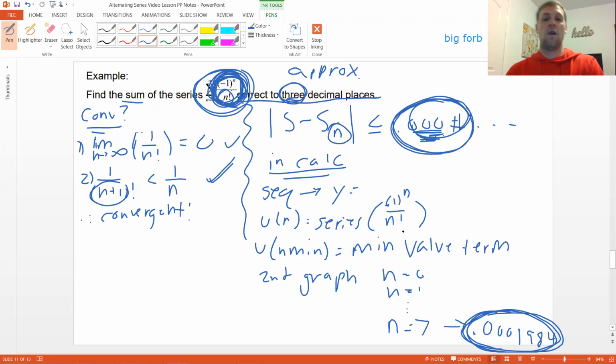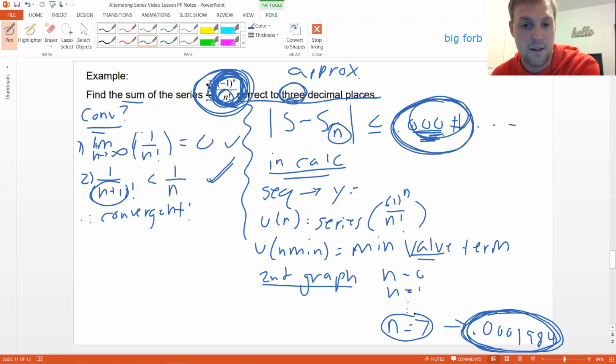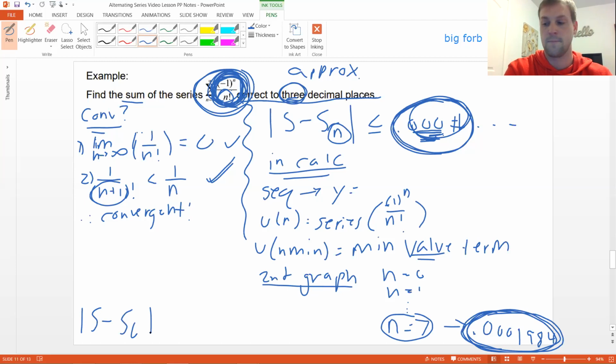So you plug all that in, plug in your minimum value, and then go to your second graph. You can go down the list, and n equals 7 is the first term to where it's 0.000 some number. Meaning, if I did s minus s sub 6, that's going to be less than or equal to a sub 7. And a sub 7 is a decimal. It's 0.0001.